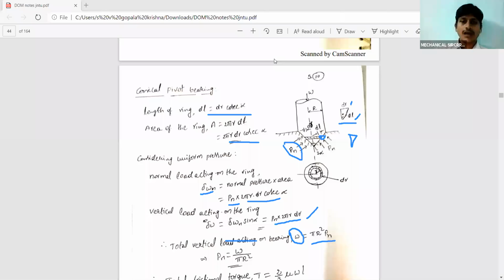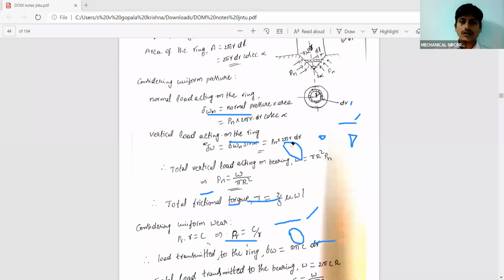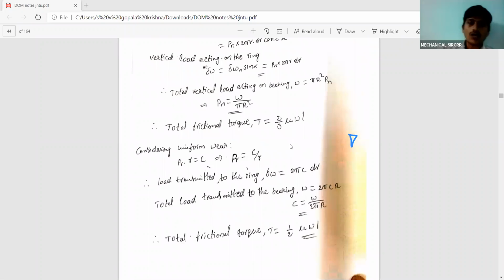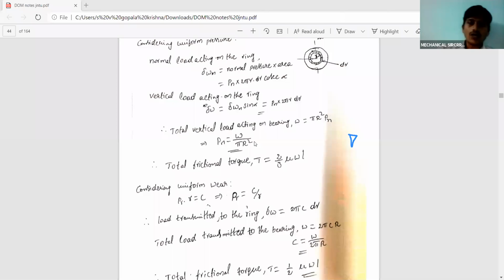Pressure, the total vertical load acting on the bearing, W equals pi r square Pn. So to find the normal pressure value, Pn equals W by pi r square.